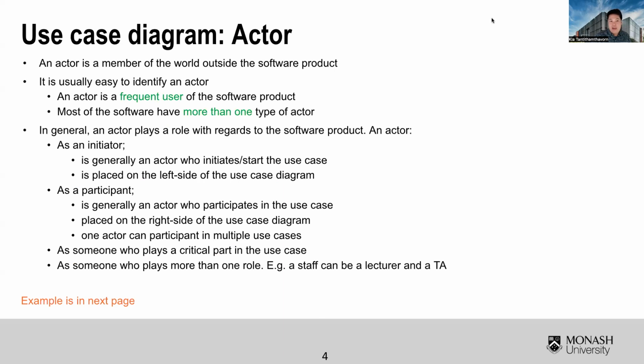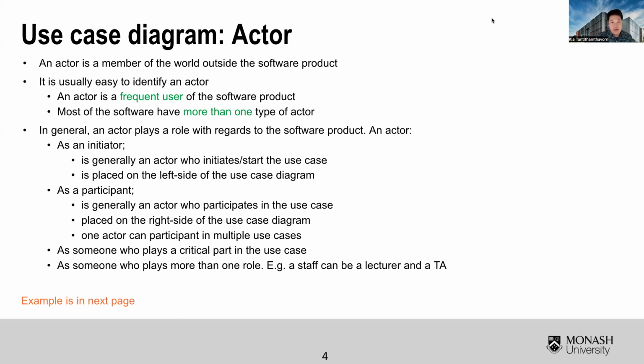It is usually easy to identify the actor. It can be the frequent user, and some software can have more than one actor as well. As I mentioned before, in the real estate system, some potential actors could be the customer, the end user, the tenant, the property agent, the admin, the real estate agent, that kind of thing, right? There are different stakeholders who interact with the real estate property management system.